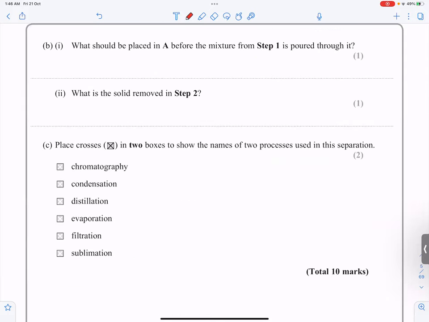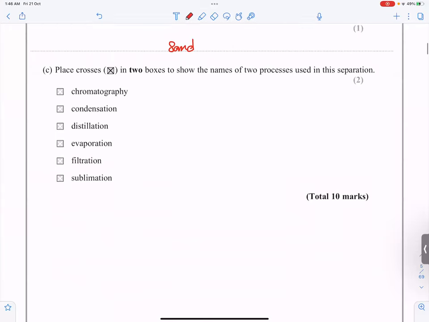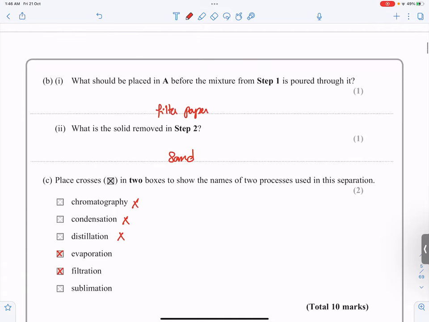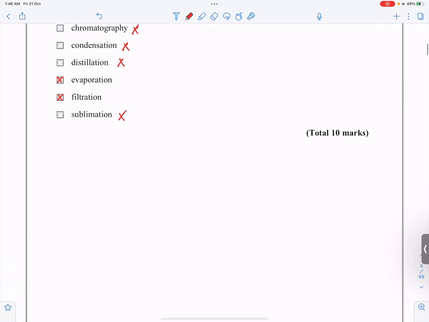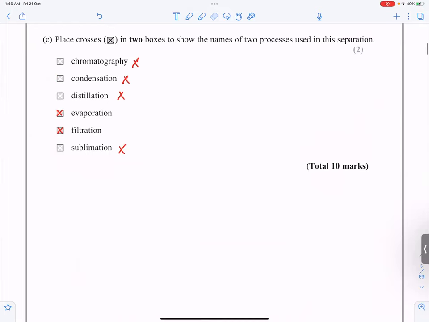Question B: what should be placed in A before the mixture from step one is poured through it? Filter paper. What is the solid removed in step number two? Sand, from the filtration. Place crosses in two boxes to show the names of two processes used in this separation. There is no chromatography, condensation or distillation; it is evaporation and filtration. There is no sublimation.